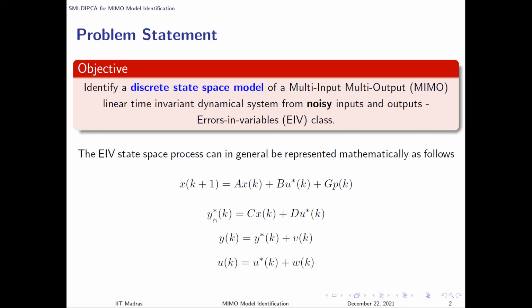Then we have measurements. The true measurements are first represented. Like I said, for the EIV case, we distinguish between the truth and the measured values. So here we have written the true outputs, which are functions of the true inputs and the states. You may call it the true states, but here, since states are not measured, we are not putting a star on X. So these are what we call the true states.